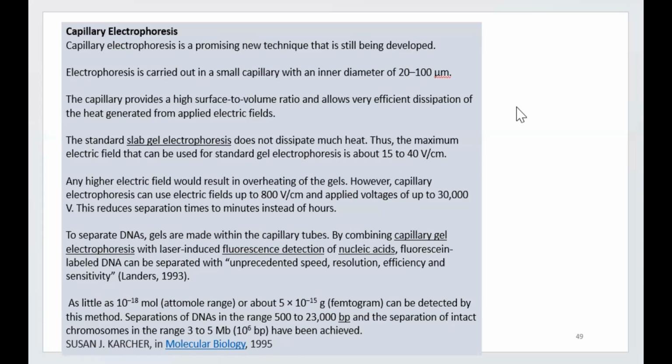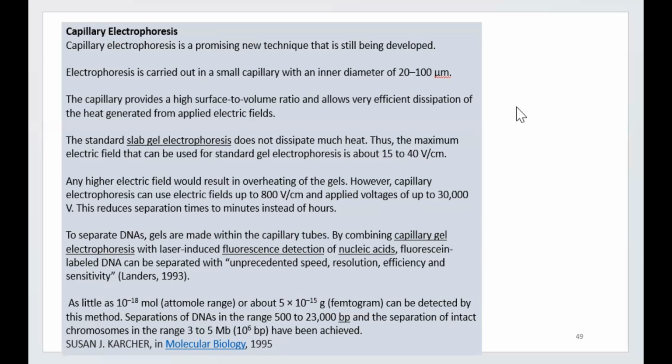The capillary provides a high surface to volume ratio and allows very efficient dissipation of heat generated from the applied electric field. We know in electrophoresis the buffers are important because they help in conductivity, and at the same time they help in heat dissipation. Heat dissipation is a major issue whenever we apply current. The system will heat up and that will denature the molecules, so dissipation is very important, and the capillary electrophoresis system is good in terms of heat dissipation.